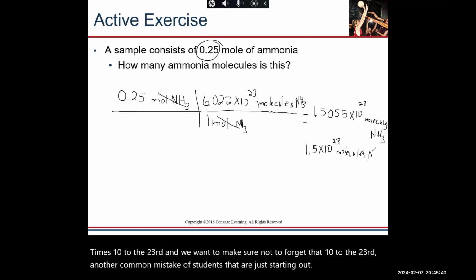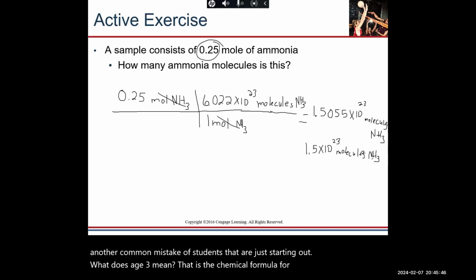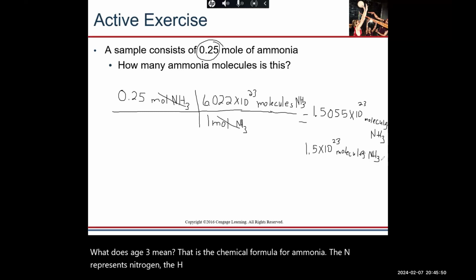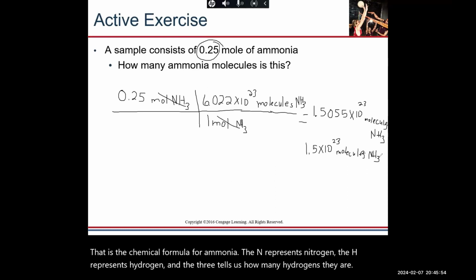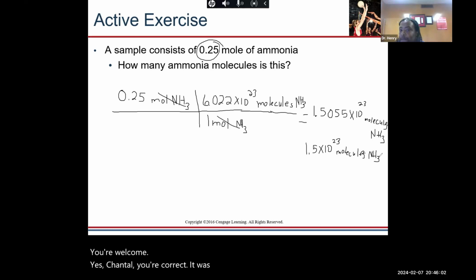What does NH3 mean? That is the chemical formula for ammonia. The N represents nitrogen, the H represents hydrogen, and the 3 tells us how many hydrogen. Okay, thank you. Yes, Chantel, you're correct. There were 2 sig figs.